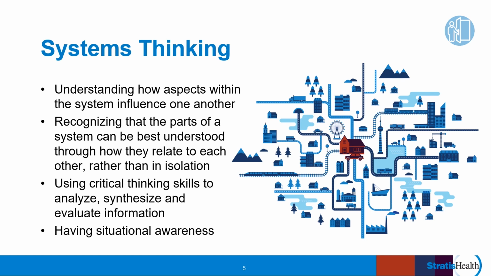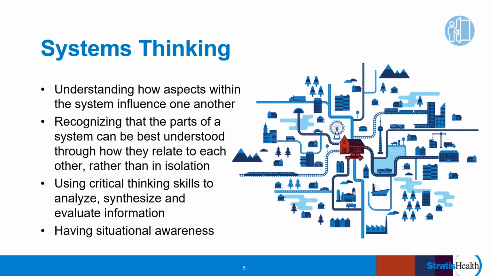In systems thinking, each part of the system is not viewed in isolation. Each part has value derived from its role in the system, and the parts are best understood by looking at how they relate to the other parts of the system, rather than focusing on their own individual function or output.